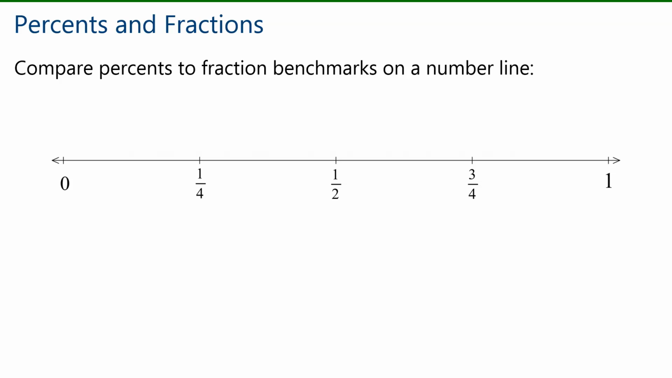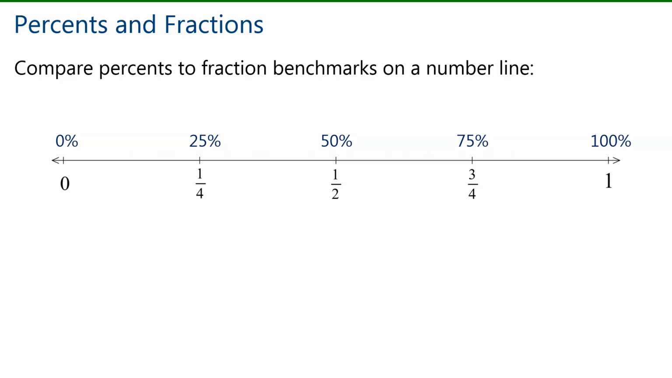So here's a number line that starts at 0 and goes to 1, with benchmarks of 1/4, 1/2, and 3/4. So if I were to place percentages on this number line, 1 would correspond with 100%. 1 is a whole, so when we talk about 100%, that includes all. 50% is half. 0% corresponds with 0. So now between 0 and 50%, that is 25%, and 3/4 is 75%.